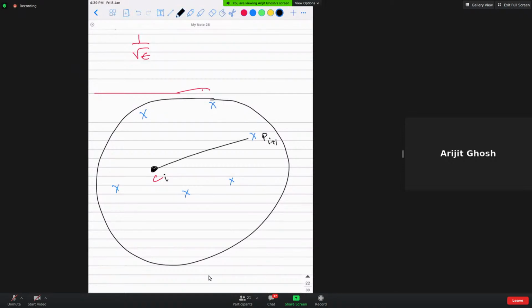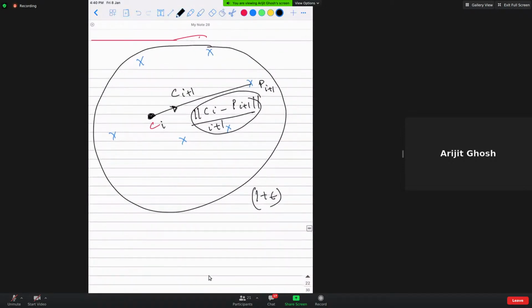You move your Ci in the direction of Pi plus 1 by how much? By the distance between Ci and Pi plus 1, divided by i plus 1. From here towards this, I will be moving by this much, and that will be my new center, Ci plus 1. I do this step 1 by epsilon squared times, and I will get a 1 plus epsilon approximation for the minimum enclosing ball.